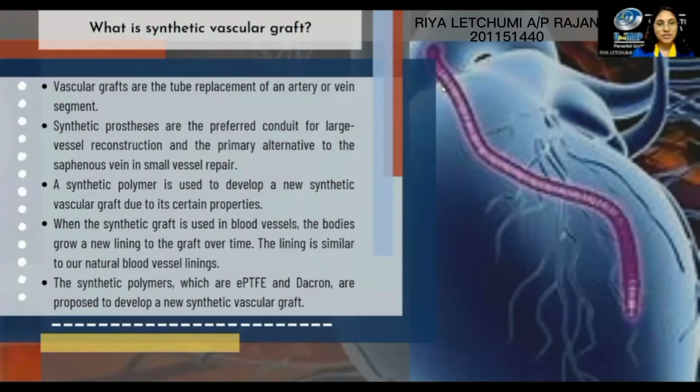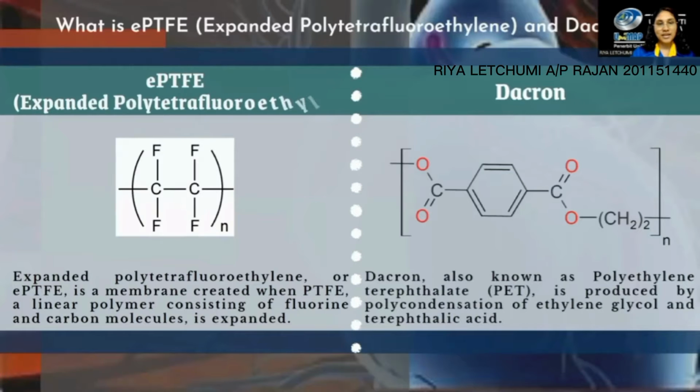When the synthetic graft is used in the blood vessel, the body grows a new lining on the graft over time. The lining is similar to our natural blood vessel lining. The synthetic polymers, which are EPTFE and Dacron, are proposed to develop a new synthetic vascular graft. So what are EPTFE and Dacron?